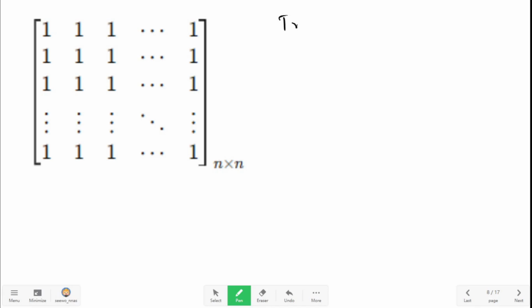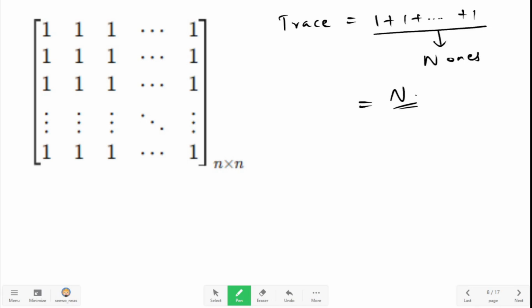The trace of this matrix is equal to the sum of its diagonal elements, which is equal to 1 plus 1 plus etc. up to n times. There will be n ones, which means trace is equal to capital N.